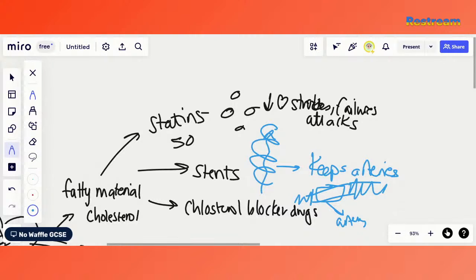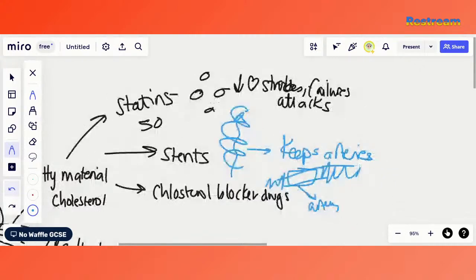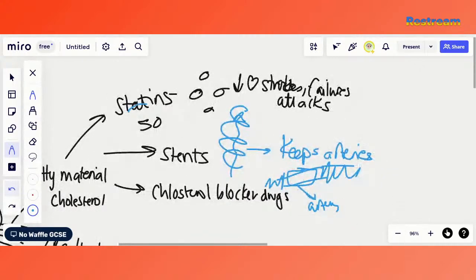However, there are limited side effects, and the cholesterol blocker drugs are similar to stents. However, there are fewer side effects, and also the moment you take statins, you have to take them for the rest of your life, which is also another thing.